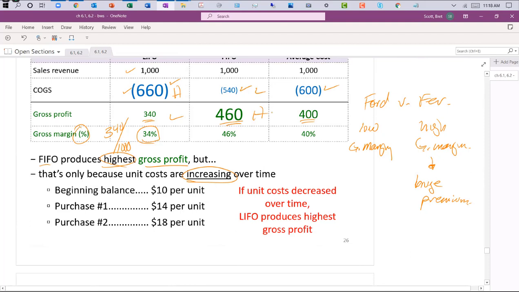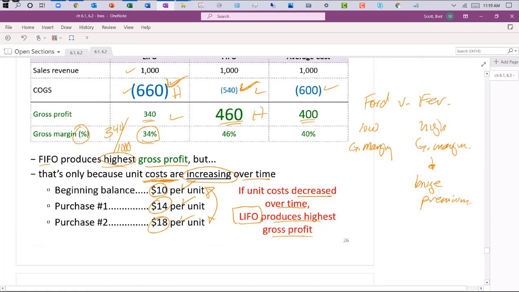But realize that the only reason it works in this particular case is because costs per unit are increasing over time. Recall that we had a beginning balance of 10, then the cost went up to 14 and then 18. The costs were increasing over time. That's what determined the overall amount reported as cost of goods sold. But if you reversed the order, say the beginning cost was 18 and the cost went down to 14, then down to 10, if unit costs decrease over time, we would see LIFO producing the highest gross profit because it shows the lowest cost of goods sold.